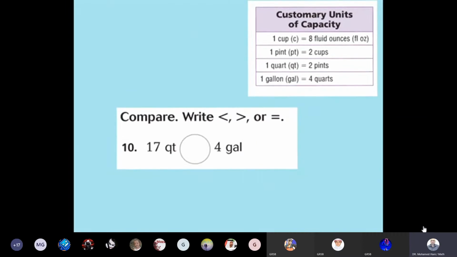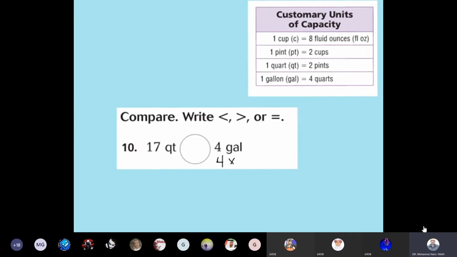Okay, for number 10, we're going to compare using inequalities of either less than, greater than, or equal to. For number 10, we have 17 quarts and we have 4 gallons. We want to put them both in the same type of unit of measurement so it's easier to compare. So let's go ahead and move these 4 gallons to quarts. So let's talk about how many quarts would 4 gallons be. If 1 gallon is equal to 4 quarts, we're going from big to small, so we're going to multiply because you're going to have more.